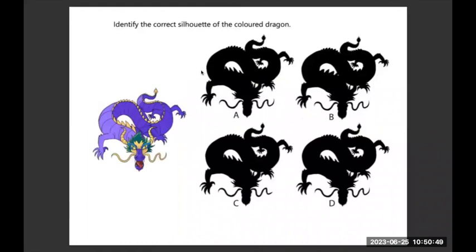This is a similar kind of question where you are given the silhouette. You are given a dragon, and you have to identify the correct silhouette of this dragon, of this colored image.